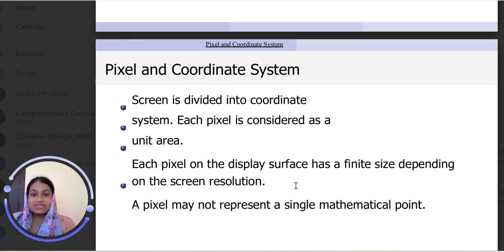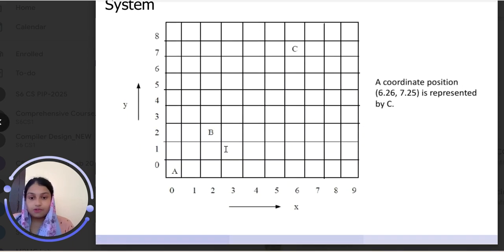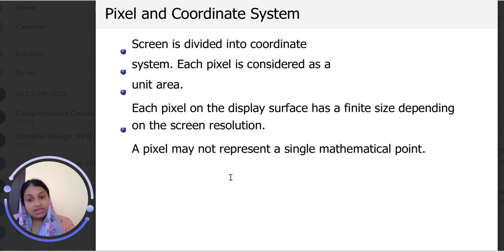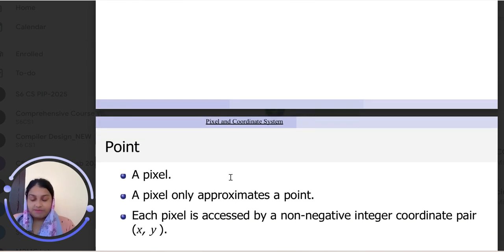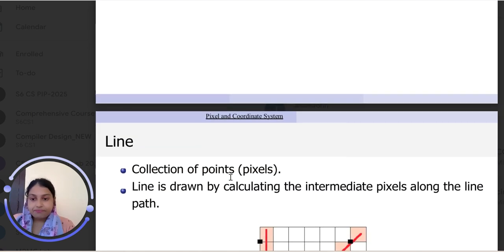Now in the pixel and coordinate system, the screen is divided into a coordinate system. Each pixel is considered as a unit area. Each pixel on the display surface has a finite size depending on the screen resolution. A pixel may not represent a single mathematical point, so pixel size units may vary. A pixel only approximates a point. We can only do the approximation, not the accurate one. Each pixel is accessed by a non-negative integer coordinate pair x, y.